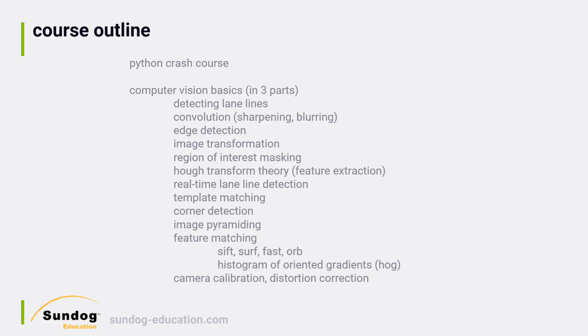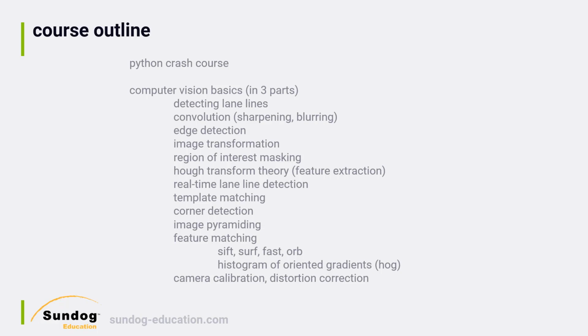That's where Ryan's going to take over and really get into depth on how computer vision works with a lot of fascinating hands-on examples. He'll walk you through how to detect lane lines, how convolution works with sharpening and blurring, how to do edge detection, image transformation to make sure that images all line up together properly, how to mask off regions of interest in an image, how Hough transform theory works. That's actually a feature extraction technique for trying to find objects in your images. You'll have an exercise of doing real-time lane line detection using real video streams. That's going to be a lot of fun.